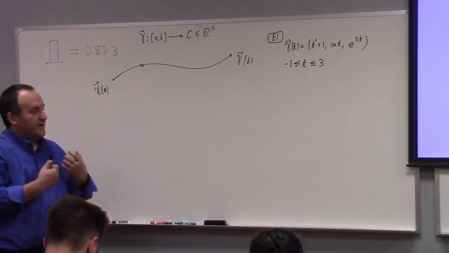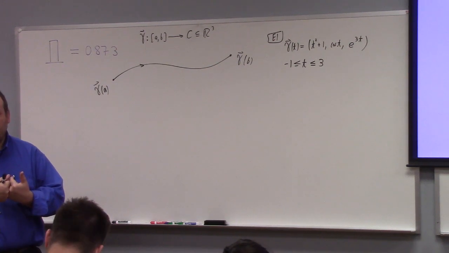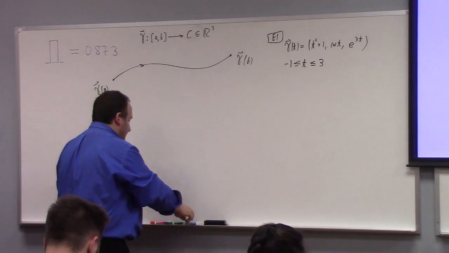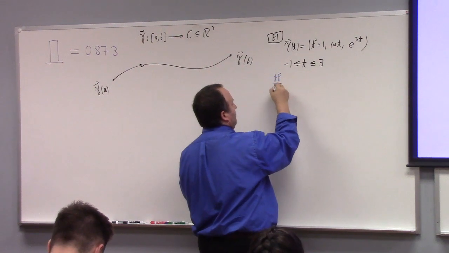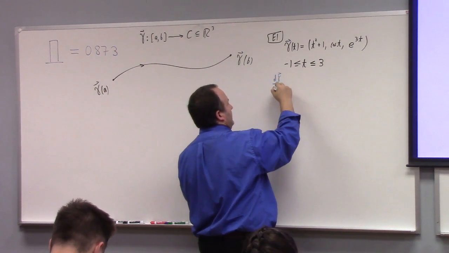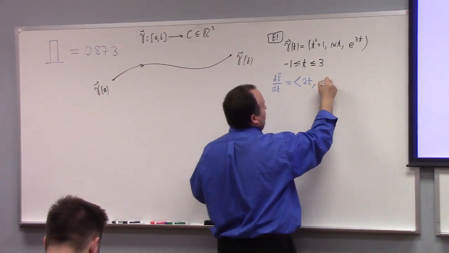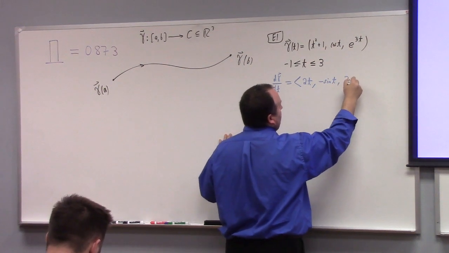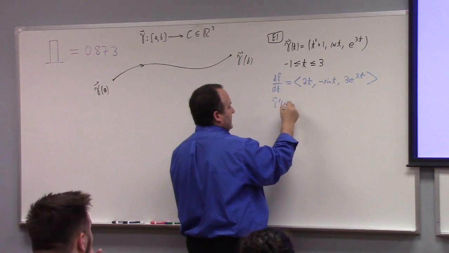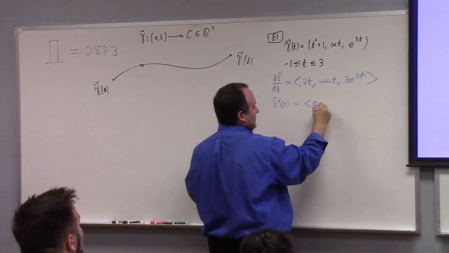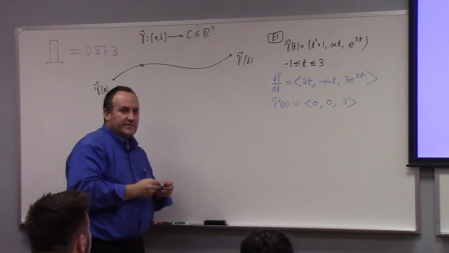Can you tell me what the parametrization is for the tangent line at time 0 to this curve? So what do we do? We calculate the derivative, right? The derivative at time t would give us 2t, minus sine t, 3e to the 3t. So that makes the derivative vector at time 0 equal to 0, 0, 3. What's the parametrization for the tangent line?